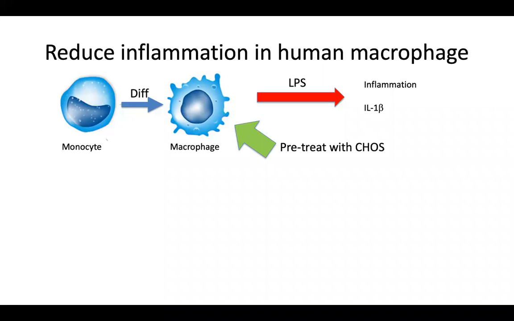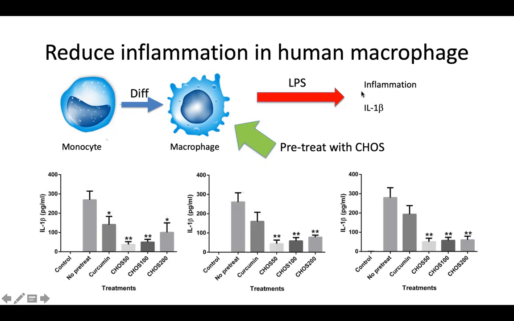So it's a basic assay to look for anything that can inhibit this secretion of the cytokines that may reduce inflammation. So what we did is that we first pre-treat the macrophage with oligosaccharide, and then we challenge with LPS and see what happens, okay?